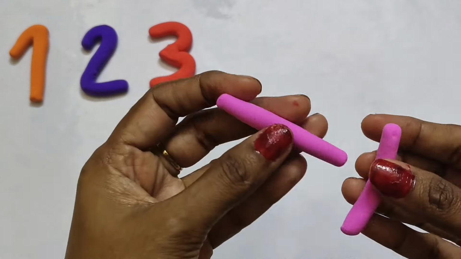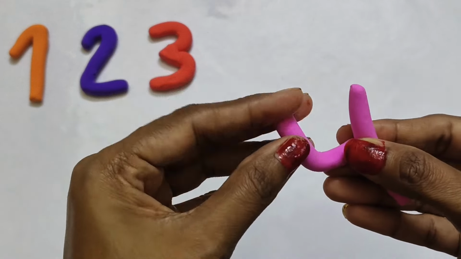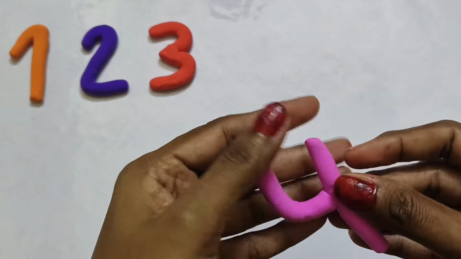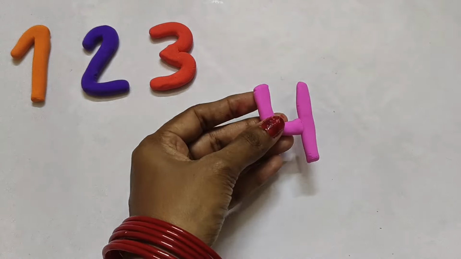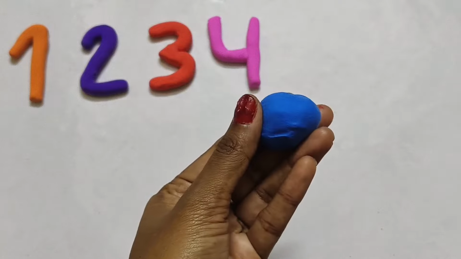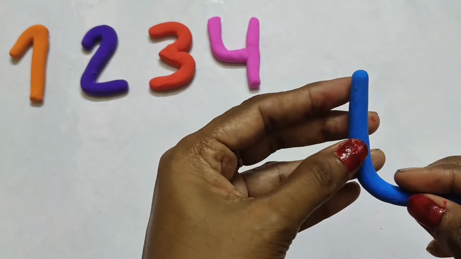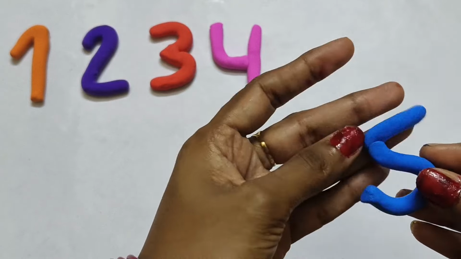F-O-U-R, 4. F-O-U-R, 4. 3 after 4. And next number 5, F-I-V-E, 5.